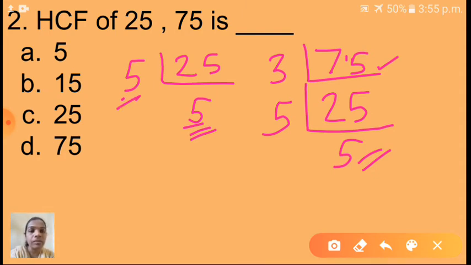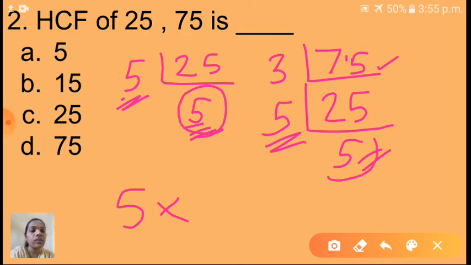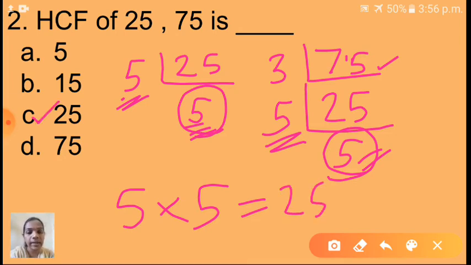Common factor. Here 5, here also 5. So you have to take one 5. Okay. And here also 5, here also 5. Take one time. So 5 into 5, 25. The answer is what? 25. See here, this is your correct answer.